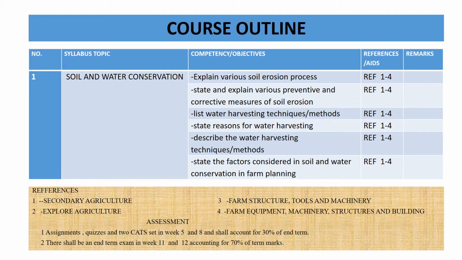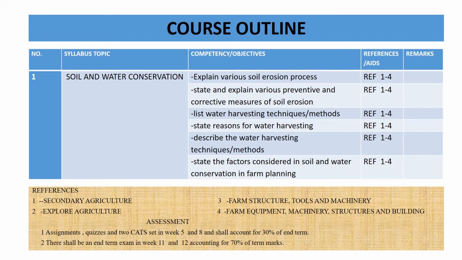The objective of this particular course, or the general area of competency 1, will be explaining various soil erosion processes, and stating and explaining various preventive and corrective measures of soil erosion. We will also be expected to list water harvesting techniques and methods. By the end of this topic, you will be able to state reasons for water harvesting.